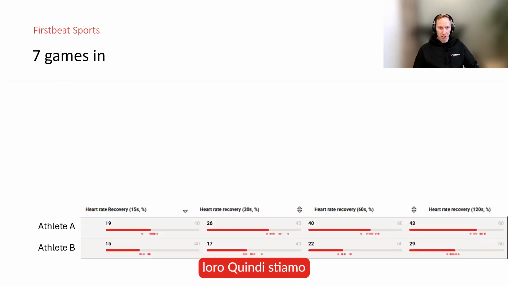But you have probably heard this before: it's not fair to compare athletes with absolute values to each other. So we are using the relative heart rate recovery to compare athletes. And the trend stays quite the same. You can see here again, it's 40% in 60 seconds for athlete A, 22% in 60 seconds for athlete B.